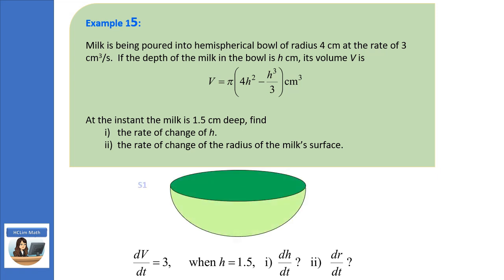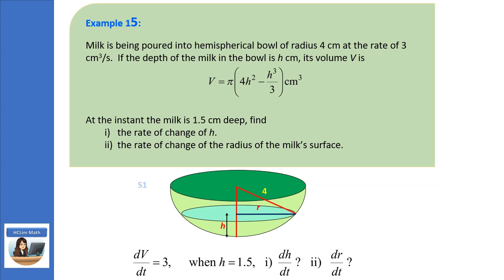Okay, for example 15, the milk is being poured into a hemispherical bowl of radius 4 at the rate of 3 meters cube per second. So if the depth of the milk in the bowl is given by the volume formula, at the instant the milk is 1.5 centimeter deep. That means at the height h.